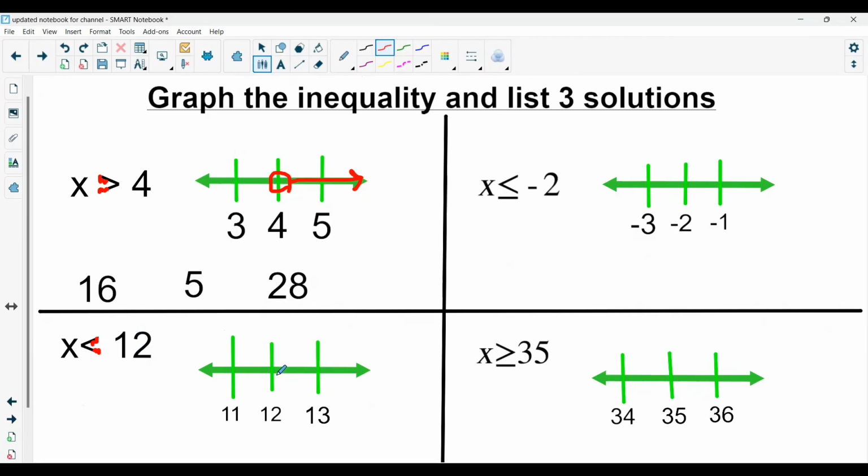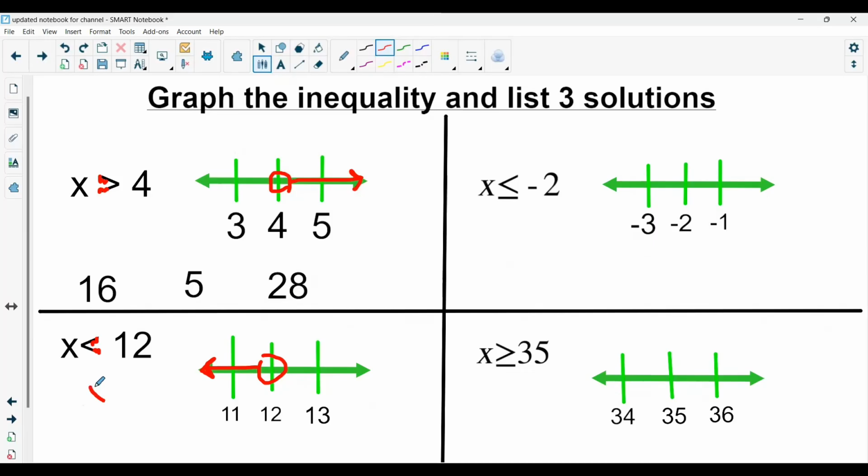So let's go to our number line here. We're going to put an open circle on 12 because it says it's less than. There's no line underneath it, so it's just an open circle, okay? And let's see, all the numbers less than 12, because X is less than 12. 12 is greater than X because the alligator is eating the 12. That means X is smaller, okay? The numbers that are smaller than 12 are 11, 10, 9, 8, 7, 6, 5, 4, 3, 2, 1.